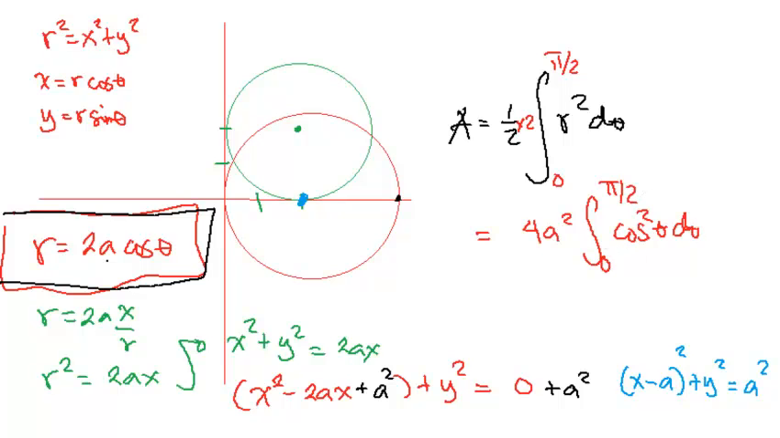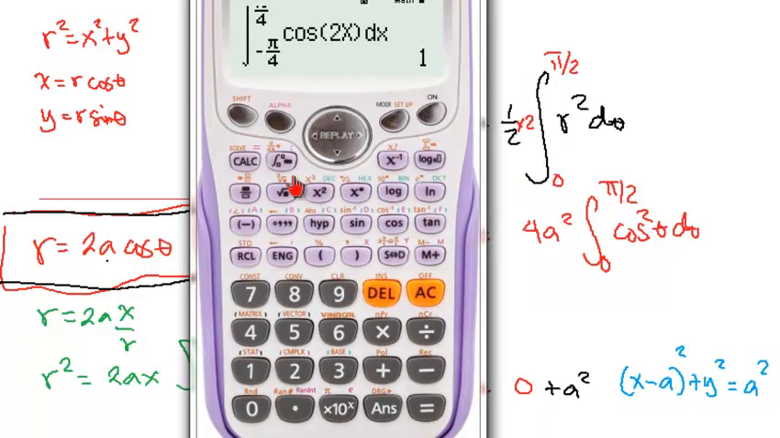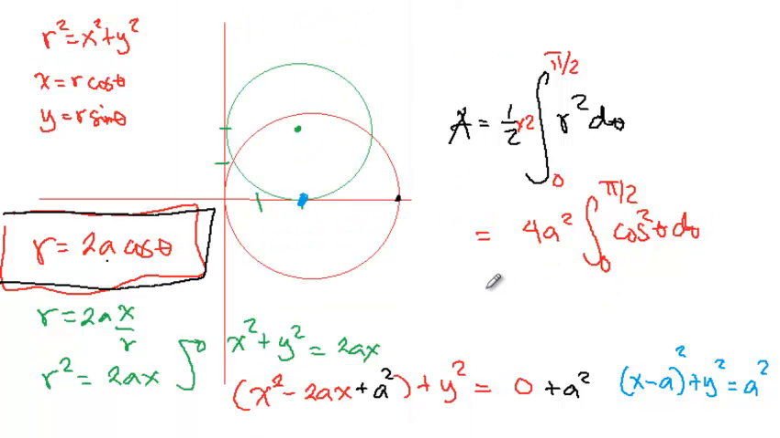Let us see. What's that? Integral of cosine squared, from 0 to pi over 2, equal to 1/4 pi. Okay, that thing there is 1/4 pi. 4a squared times 1/4 pi equal to what? Pi a squared. Okay, which is good.